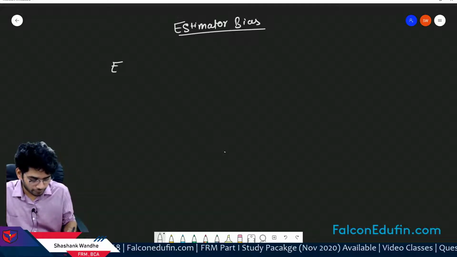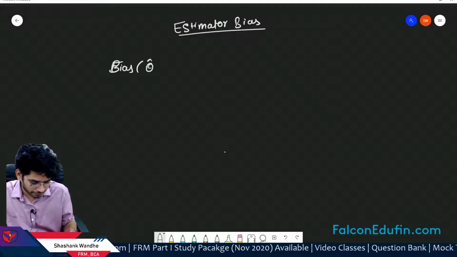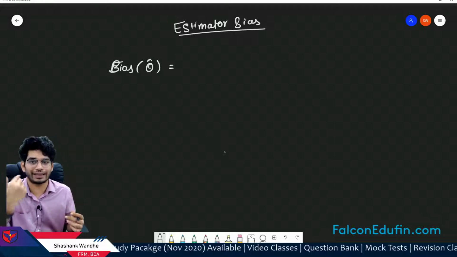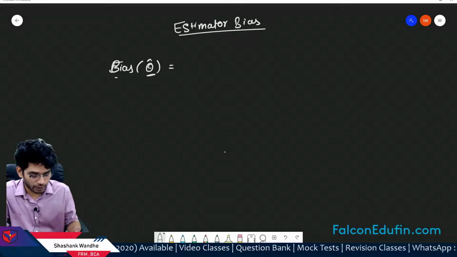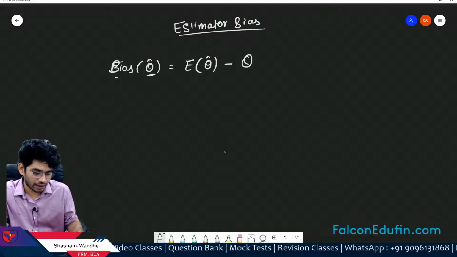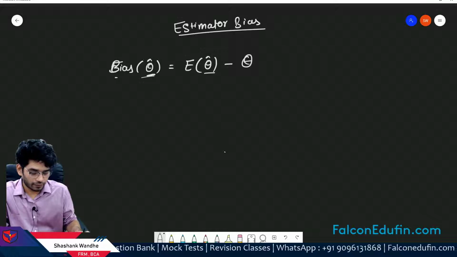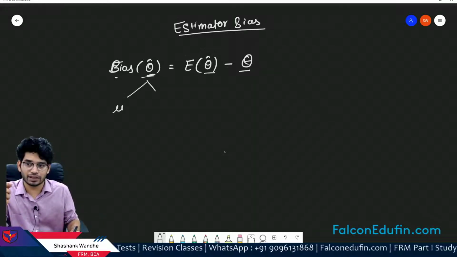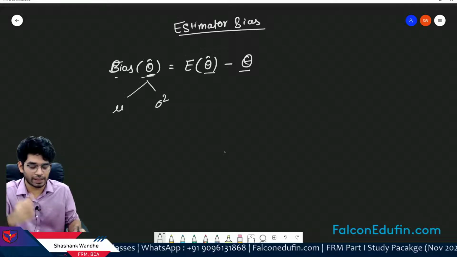So the bias of the estimator is equal to, this is how I'm reading it, and in your mind you should read it like this only: bias of estimate is equal to expected value of estimate minus population value. Okay, so this is a general formula. You can use it for the mean and we will replace the term with mu. You can use it for the variance, and we will replace the term with sigma square.